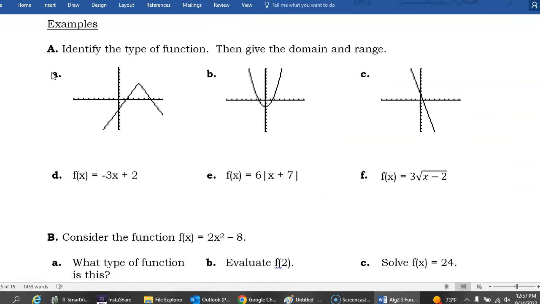Example A says, identify the type of function, then give the domain and range. So just by looking at the shape of the graph, I see a V-shaped graph. It has been transformed. It's been reflected. It's been translated, but that is still a V-shaped graph. So this is an absolute value function.